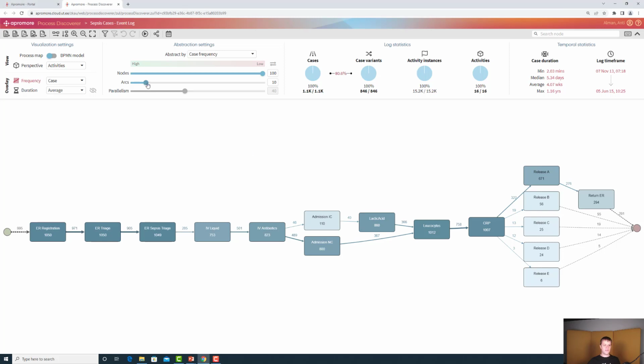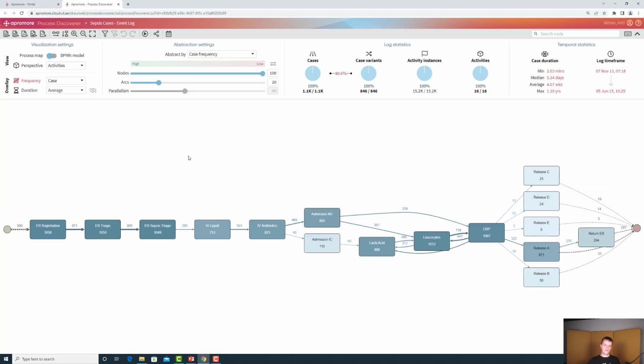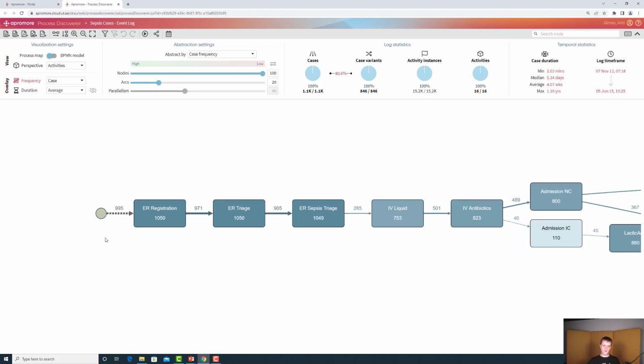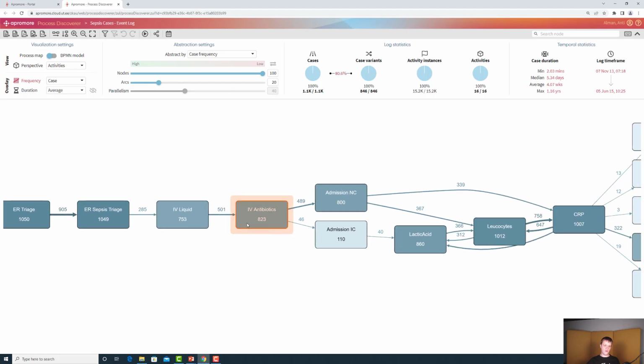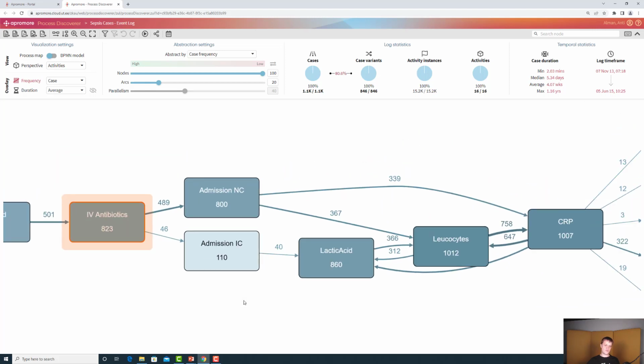To start with, I'm going to add a few more arcs than we have by the default settings, in order to make the process map a bit more interesting. If we look at the beginning of the process map, it is quite clear what is happening: ER registration, followed by ER triage, followed by ER sepsis triage. There are, of course, some cases missing from the process map, but this is just because of the abstraction settings that we have. If we go further, the real decision point we can see is after IV antibiotics: we have admission NC or admission IC. Looking at the names, it is reasonable to assume that you do either admission into IC, intensive care, or admission into NC, non-intensive care.